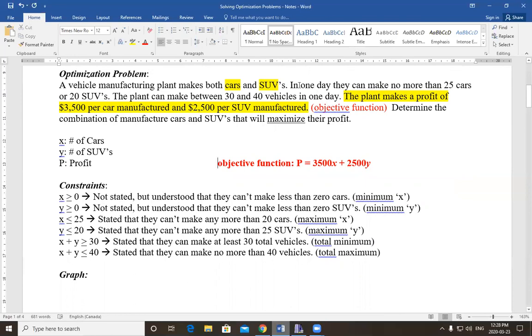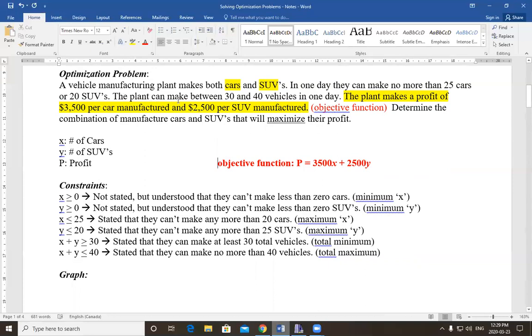Now, first thing it says, in one day, they can make no more than 25 cars. So clearly 25 would be the maximum number of cars that they could make. So X, being the number of cars, must be less than or equal to 25. That would represent our maximum value for X. Likewise, it says no more than 20 SUVs can be made per day. So that means Y, the number of SUVs, must be less than or equal to 20. So now you can see that X must be between 0 and 25, and Y must be between 0 and 20.